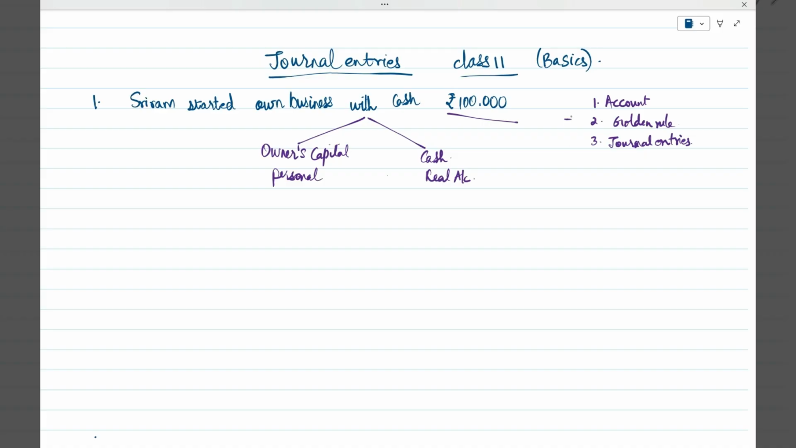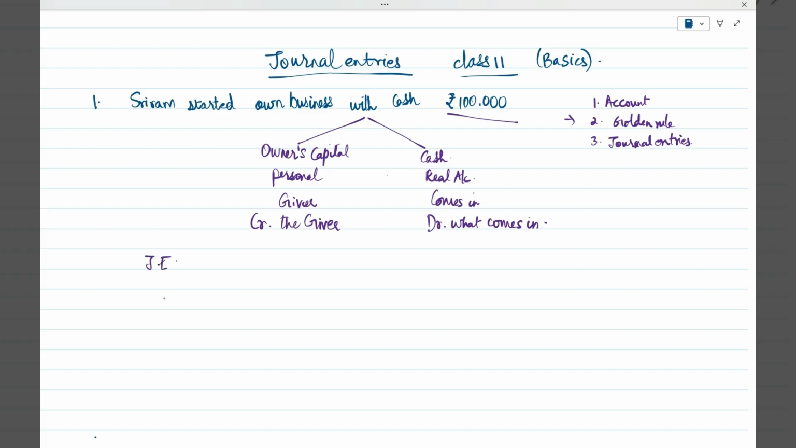Now let's move to step number 2, applying the golden rules of accounting. What happened to the owner's capital? The owner is the giver, right? So we need to credit the giver. That is the rule we are applying. How about cash? Cash comes in, right? So what you need to do is debit what comes in. Is this clear?